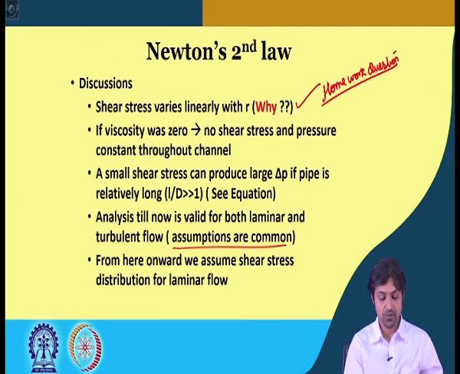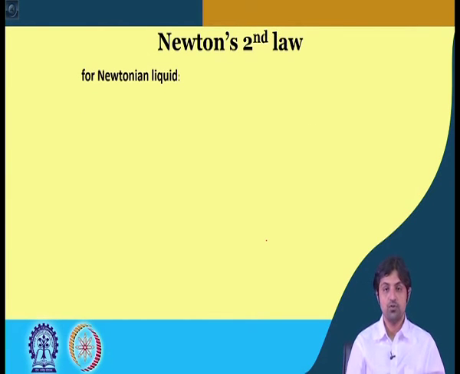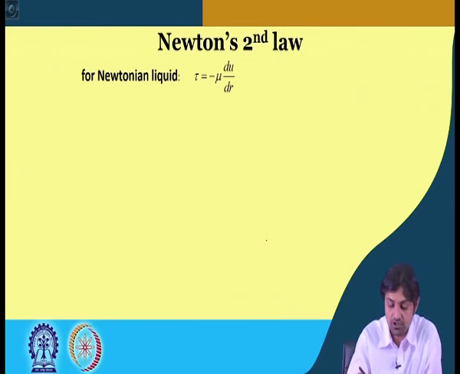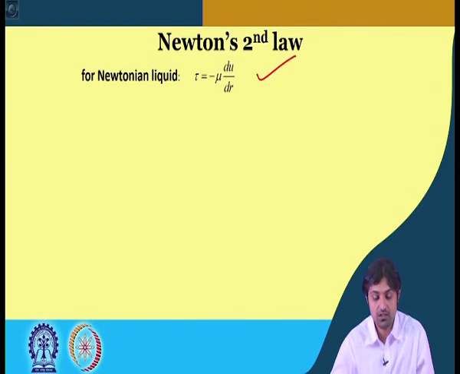All right. From here onwards, in the next derivation, we would assume that the shear stress distribution is for laminar flow. For a Newtonian liquid in laminar flow, this is the shear stress distribution we have seen: tau is written as minus mu du dr. You remember this? All right.